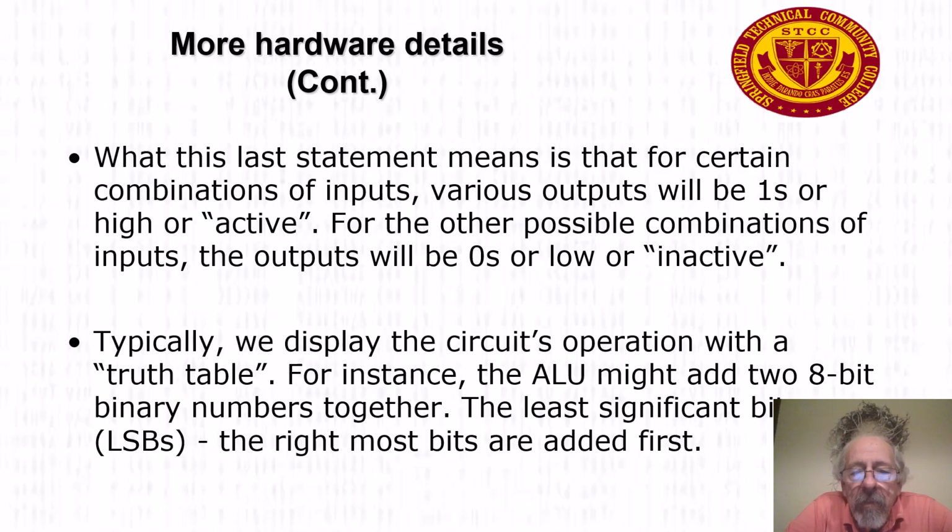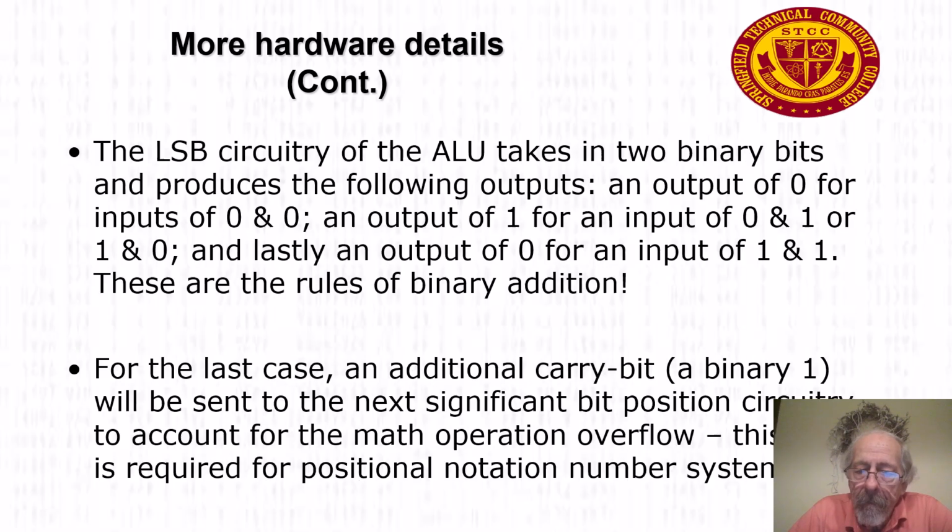What this last statement means is that for a certain combination of inputs, the various outputs will be ones, or high, or active. For the other possible combinations of inputs, the outputs will be zeros, or low, or inactive. Typically, we display the circuit's operation with a truth table. For instance, the ALU might add two 8-bit binary numbers together. The least significant bits, the LSBs, the rightmost bits, are added first.